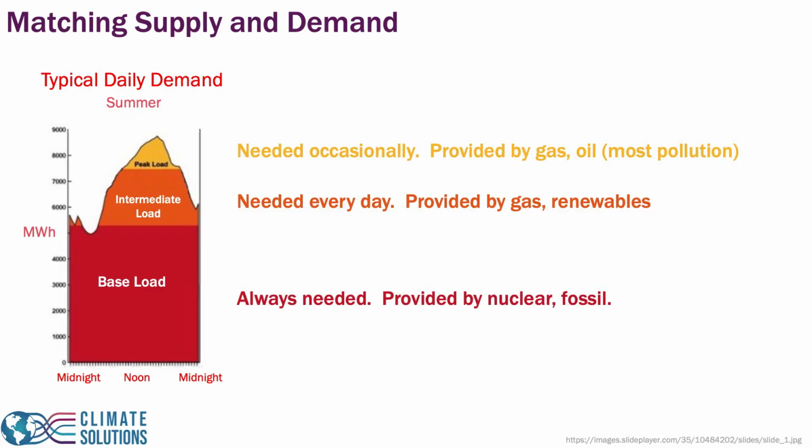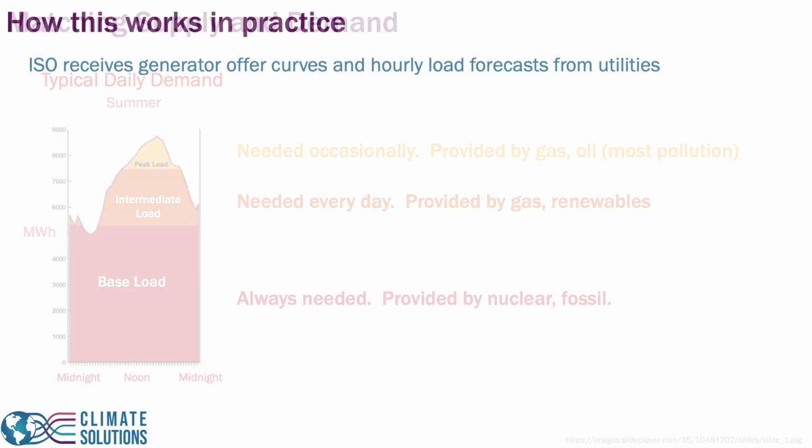So the concepts I want you to take away from this slide are that there's base load that can be sort of always on, but always needed. And then we have to deal with the fluctuations of demand by having other kinds of power plants, and more power plants, to turn on when we need them to turn on. So how does this work in practice?